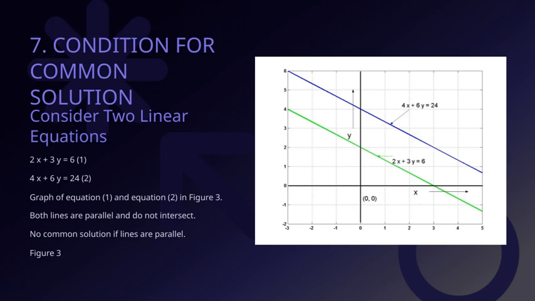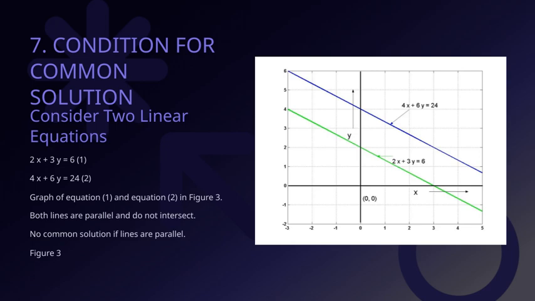This leads us to an important point. When two lines are parallel, they have the same slope but different intercepts, and because of that, they lack a common solution. In other words, there's no point that satisfies both equations at once. This idea connects directly to our overall theme of understanding solutions to systems of equations. Recognizing when lines are parallel helps us quickly determine when a system has no solution, which is a key concept in solving these problems.